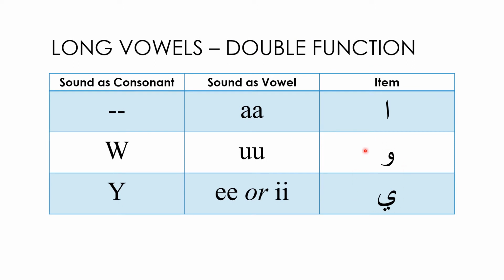Two of the three long vowels have double functions. They function like vowels and like consonants. When the long vowel oo functions like a consonant, it will sound like the English W. For example, the Arabic word ward. When the long vowel E functions like a consonant, it will sound like the English Y. Example, the Arabic word yad.